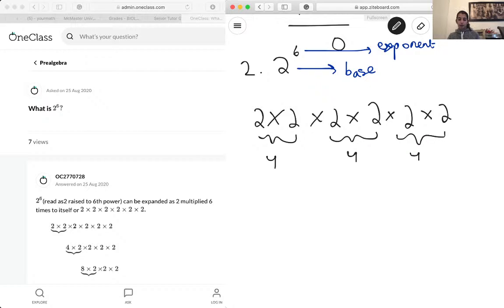We can then multiply these with each other. So 4 times 4 we all know is 16. And move this down, times 4. And 16 times 4 is 64. So our final answer is 64.